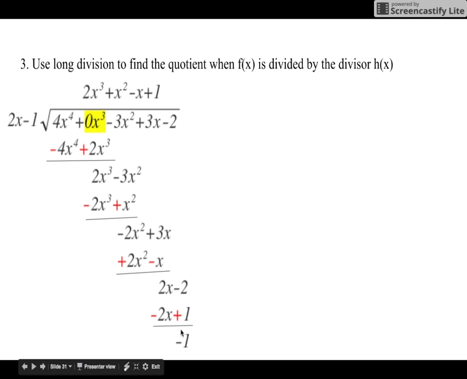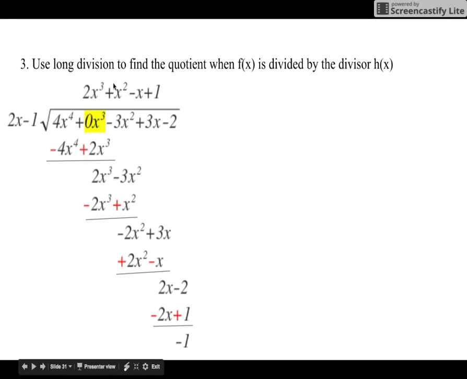Well, what does this tell us about the answer? It says that the divisor h of x, which is 2x minus 1 right here, is not a direct factor of this dividend. So you can't really write out this quotient and then multiply by that.